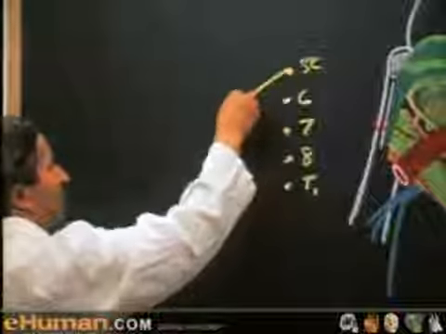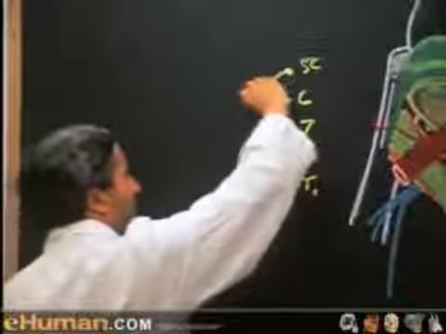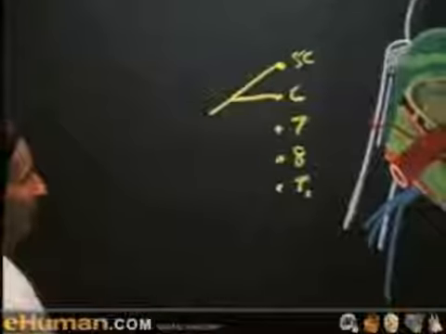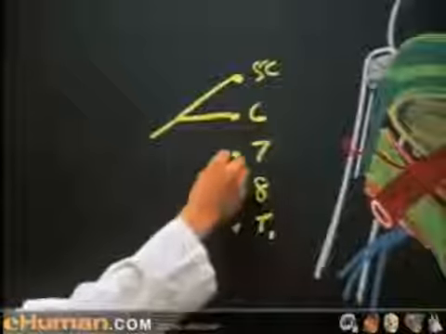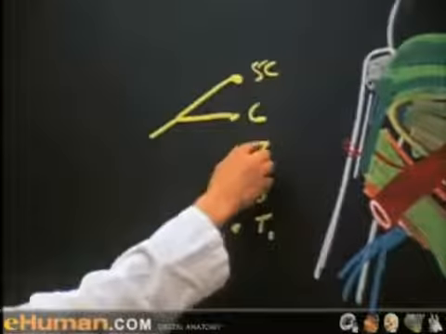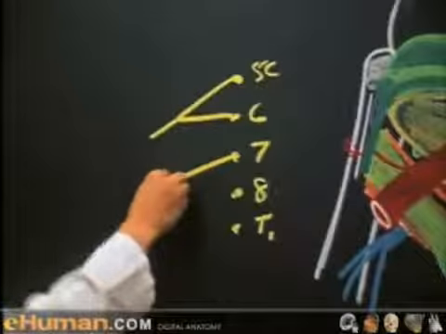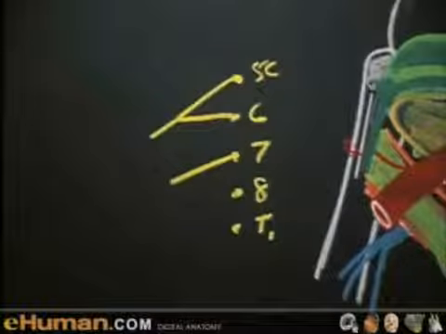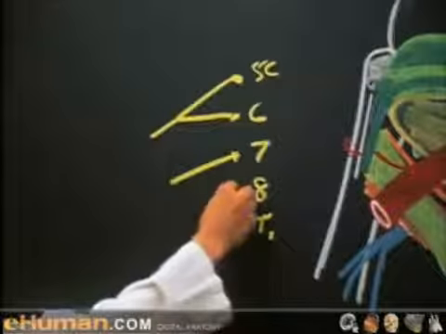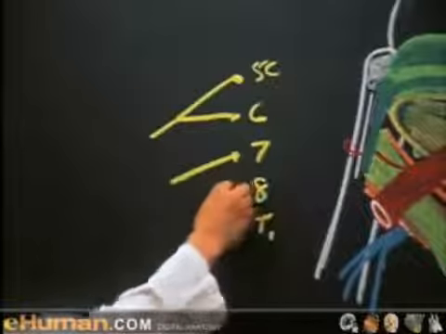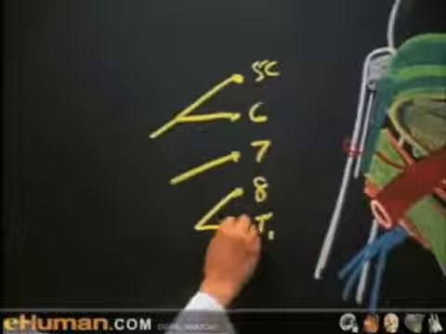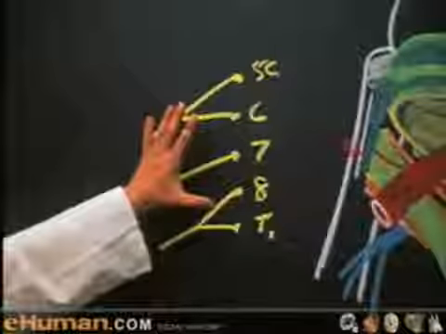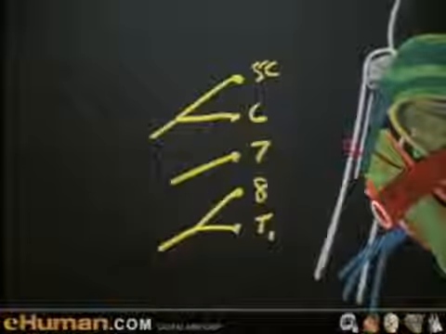So here is C5 root, and this unites with C6 in this fashion to form the upper trunk of the brachial plexus. The anterior primary ramus of the 7th cervical nerve passes on without joining anything and forms the middle trunk of the brachial plexus. Roots from C8 and the 1st thoracic unite to form the lower trunk of the plexus. Now this takes place in the posterior triangle of the neck.